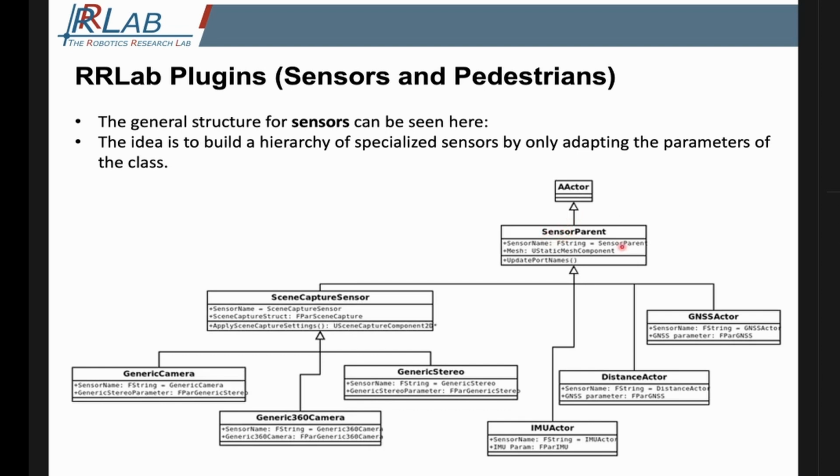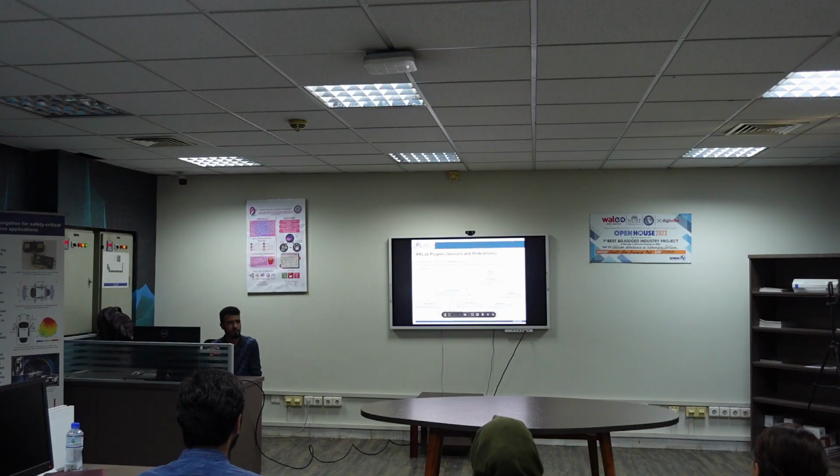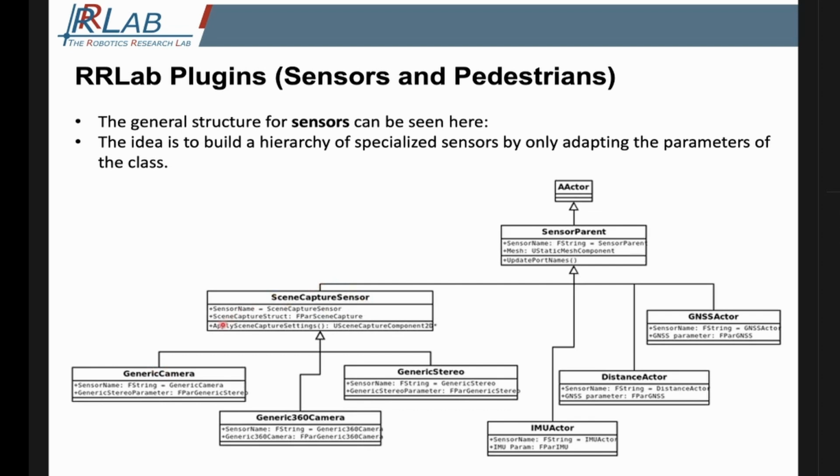We have the sensor parent. This is what we created. And from that also we have different models for the different sensors, yeah? So this simplifies that if we want to create a new sensor, we can just change some parameters to have different variants of sensors. What we have is, for example, the scene capture sensor. We have generic camera, 360, and for example, a stereo camera. We have other sensors such as GNSS, IMU, and distance sensors.